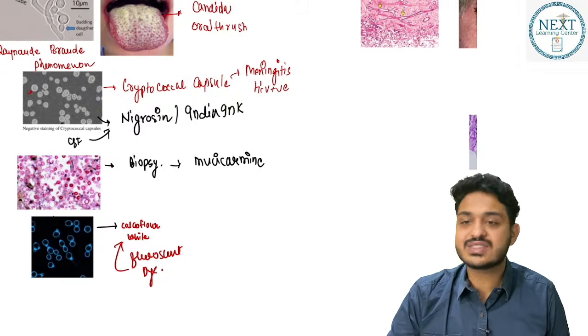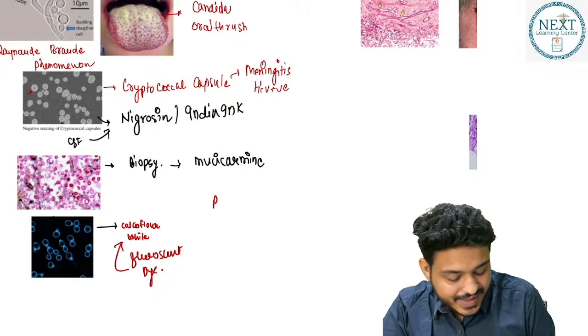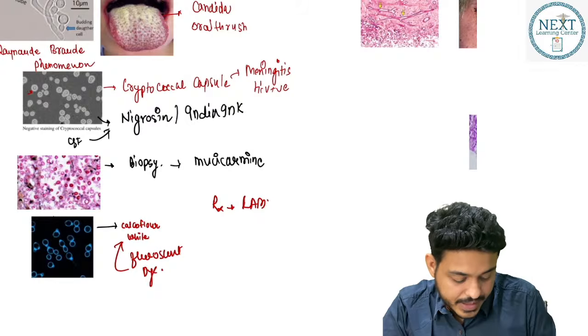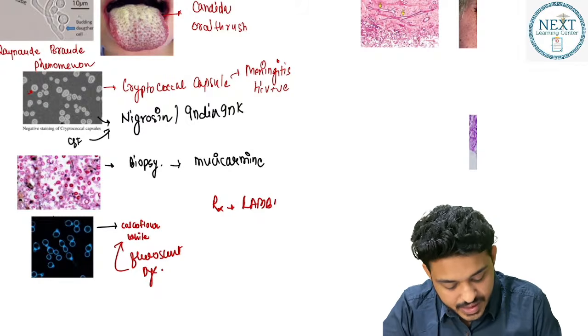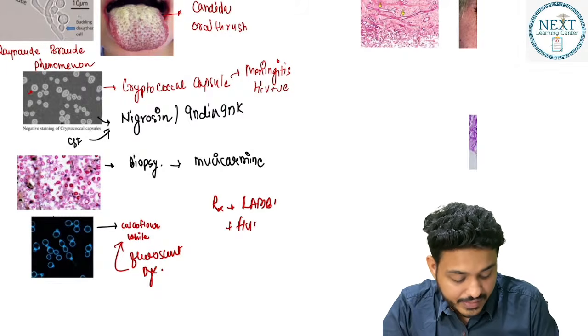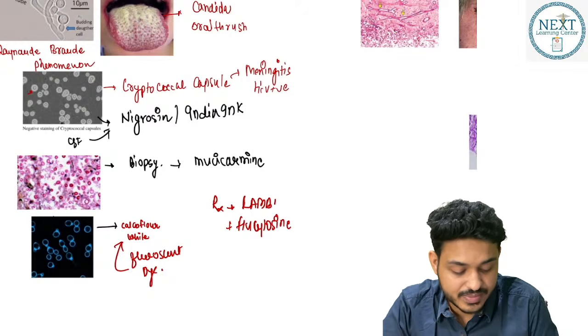Fluorophore, you can call this chemical a fluorophore. This cryptococcus is very important. What is the treatment? The treatment is liposomal amphotericin B. Along with that, you need to mark your answer if flucytosine is there in the option, you definitely need to mark this particular one, right?